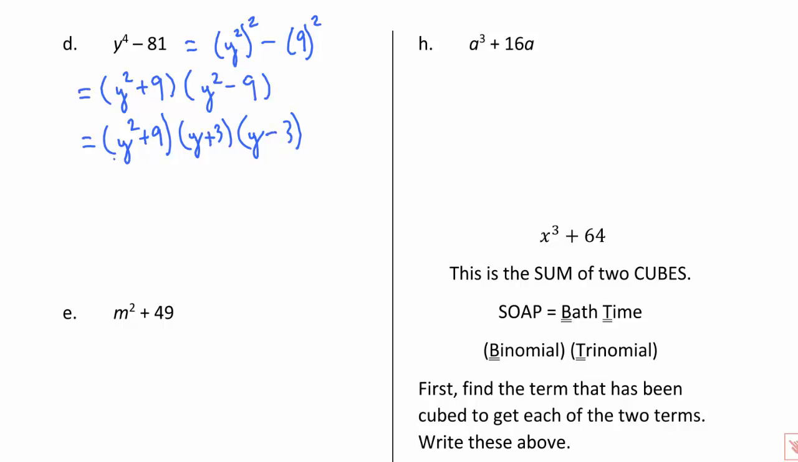Notice that y squared plus 9 can't be factored, y plus 3 can't be factored, and y minus 3 can't be factored. Because none of these factors can be factored any further, this is going to be my answer. So y to the fourth minus 81 factors into y squared plus 9, y plus 3, y minus 3.